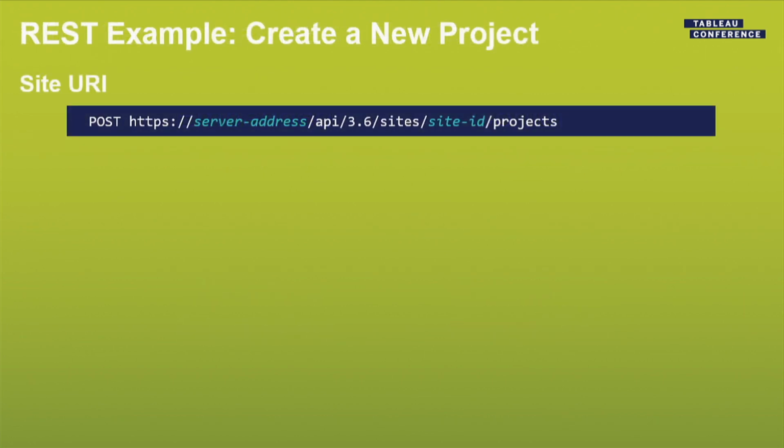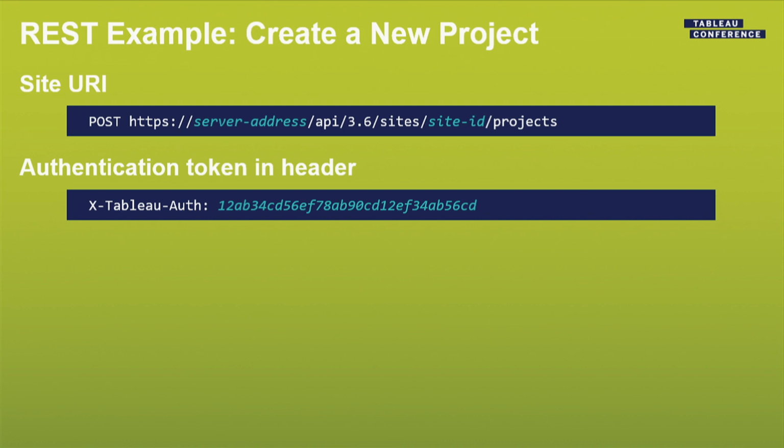Let's look at one example. The first is the POST. We're going to send a POST request to create a new project. As you can see, the HTTP verb here is POST, and the HTTPS server address is the URL pointing to your own server or Tableau Online site, with the API version 3.6, meaning we are sending REST API version 3.6, which is the latest one from Tableau 19.4. And lastly, we are indicating it's for a specific site, and then the endpoint is the project.